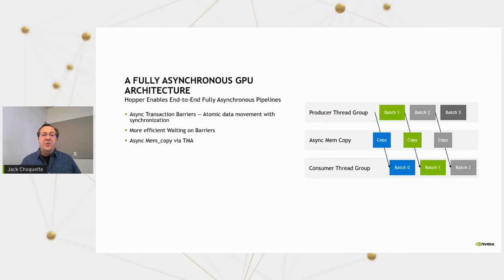To summarize, the goal of asynchronous execution is to keep all units in the GPU fully utilized by allowing more overlap in computation and data movement. Hopper introduces an asynchronous transaction barrier for atomic memory movements and synchronizations and makes waiting on barriers more efficient. Hopper also introduces on-chip acceleration of memory copies called TMA. It frees general-purpose threads from doing memory operations and address calculations, allowing the threads to instead focus on independent processing tasks.